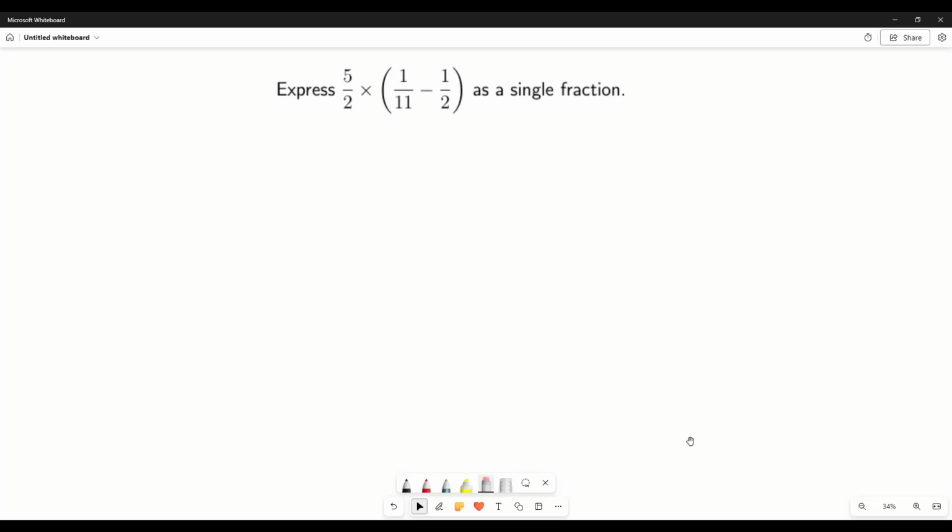For this problem, we want to express 5/2 times (1/11 minus 1/2) as a single fraction. This question may seem difficult at first, but it's actually not that hard. The first thing you want to do is follow PEMDAS: we want to do what's in the parentheses first. So let's rewrite 5/2 times, and I'm going to write the multiplication symbol as a dot.